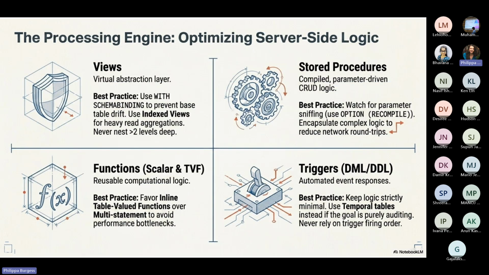So processing engine, optimizing server-side logic. Views: a virtual abstraction layer. Best practice, use SCHEMABINDING to prevent base table drift, use indexed views for heavy read aggregations, and never nest greater than 2 levels deep. Stored procedures: compiled, parameter-driven CRUD logic. Watch for parameter sniffing, use OPTION (RECOMPILE), and encapsulate complex logic to reduce network round trips.